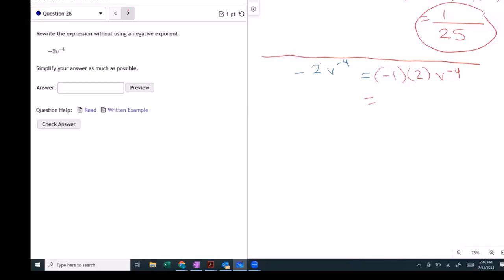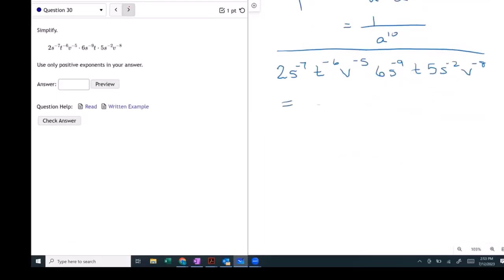I would say, I'll put my fraction line. Well, -1 is to the first power. 2 is to the first power. And v is to the -4th power. They're all separate pieces. This is equal to -2 divided by v to the 4th.